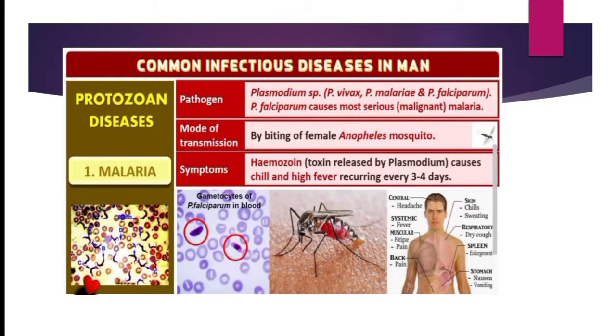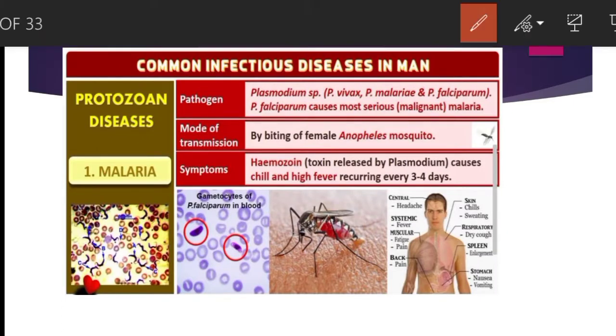Then moving to the next category of diseases, that is protozoan diseases. The first protozoan disease which we are going to discuss is malaria. The pathogen or the causative agent of this disease is the Plasmodium species. Different species of Plasmodium like Plasmodium vivax, Plasmodium malariae, and Plasmodium falciparum are responsible for different types of malaria.